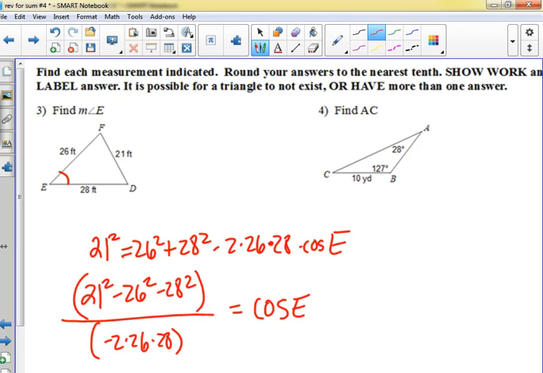Answer key will be online, or it's in the book over there. Quiz tomorrow. We good?